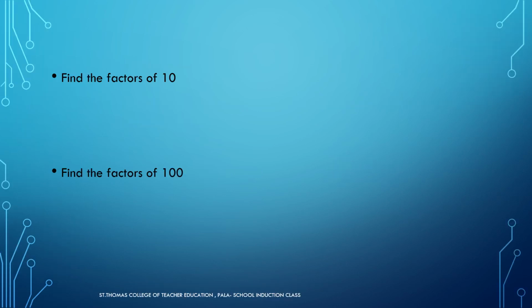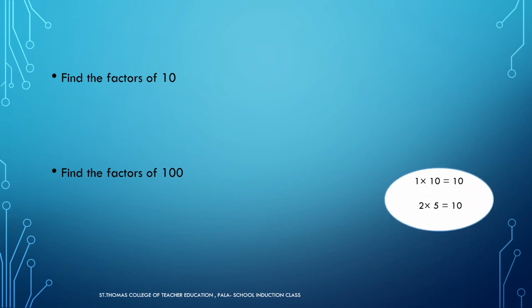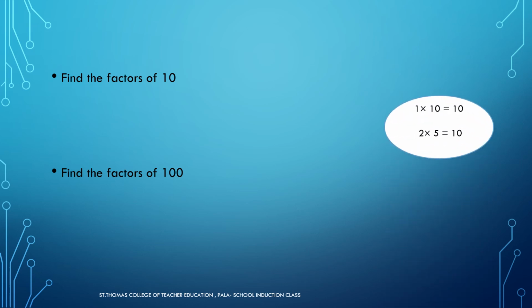So, you have two questions. First of all, find the factors of 10. I know this is a very simple question for all of you. Tell me, what are the factors of 10? Yes, we all know 1 into 10 equal to 10 and 2 into 5 equal to 10. Is there any other option? No. So, tell me, what are the factors of 10? Yes, it's 1, 2, 5 and 10, isn't it?